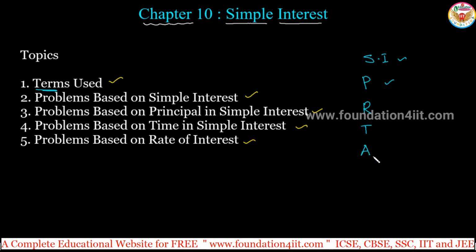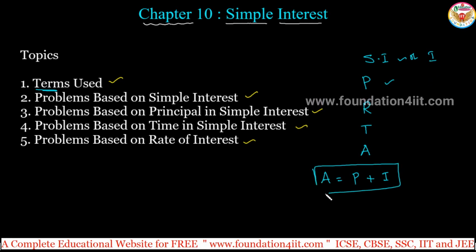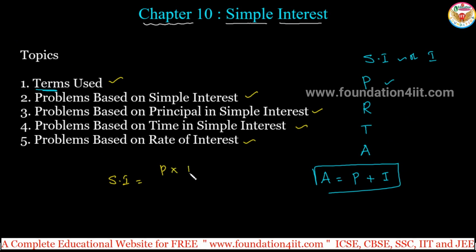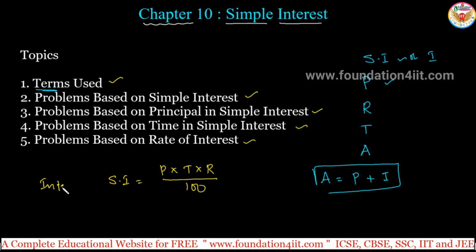Again, A is the amount. Amount is nothing but the total of principal plus the interest which is calculated, simple interest or just interest. Amount is equal to principal plus interest. And we have the basic formula, that is simple interest is equal to P into T into R by 100. This is the simple interest formula we'll apply in the problems: principal, time period and rate of interest by 100, to calculate the simple interest or interest.